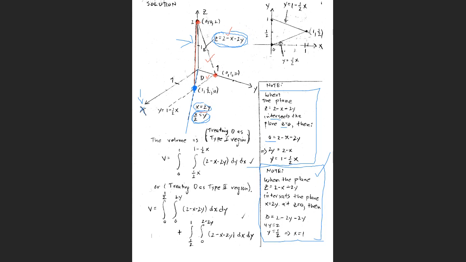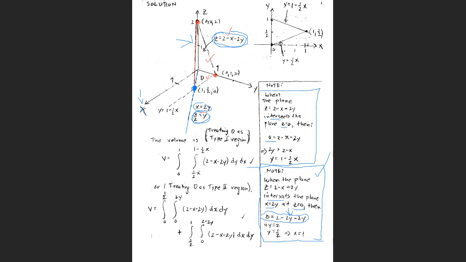When that plane z equals 2 minus x minus 2y intersects the plane x equals 2y at z equals 0, then this must be true. Z is equal to 0, okay, and x equals 2y. So I substitute that into the equation of the plane right here.